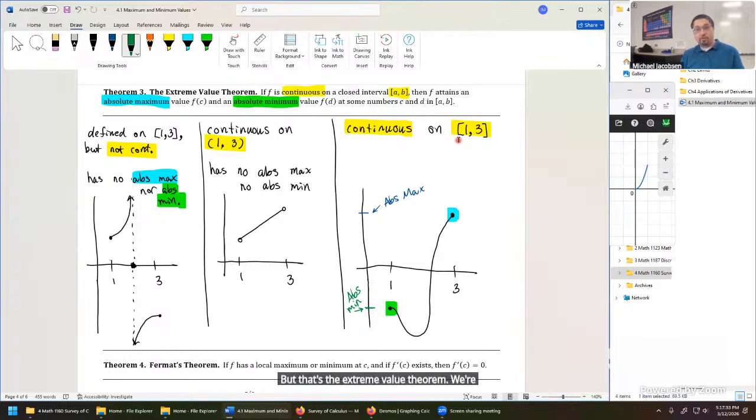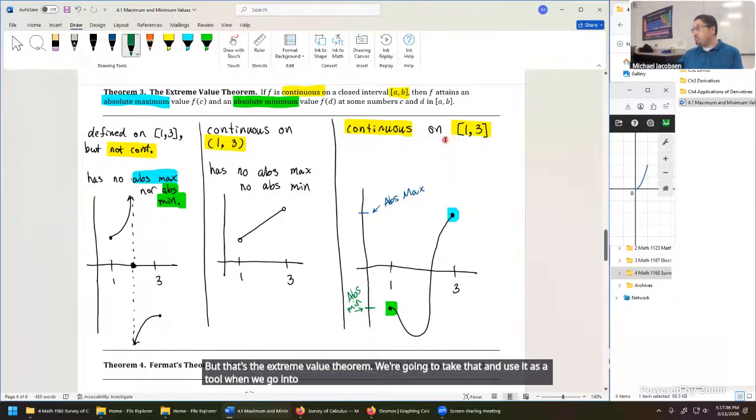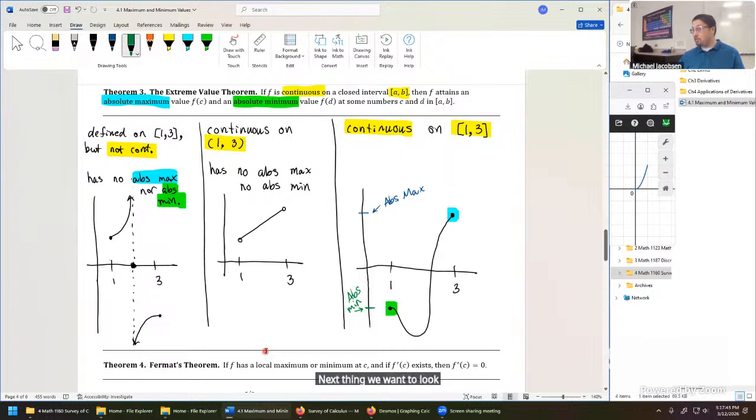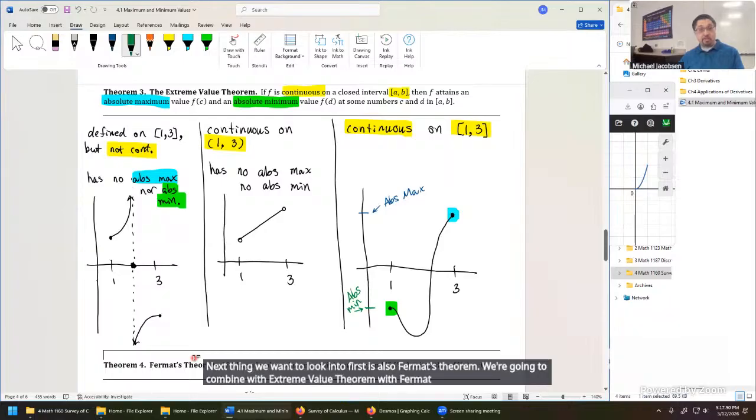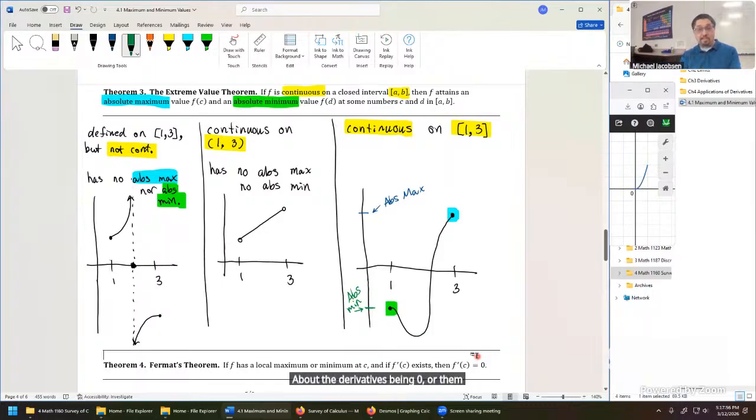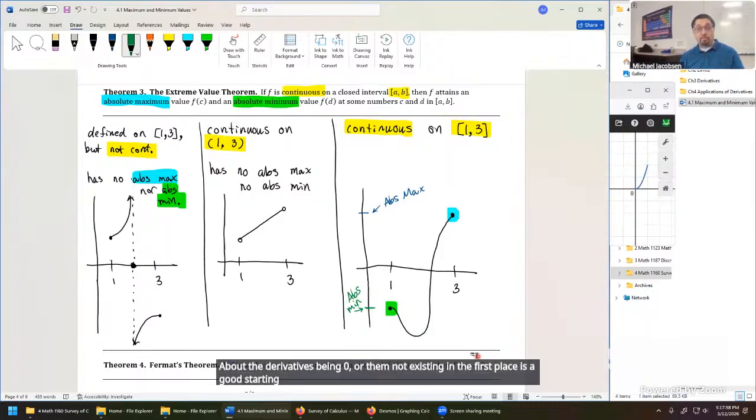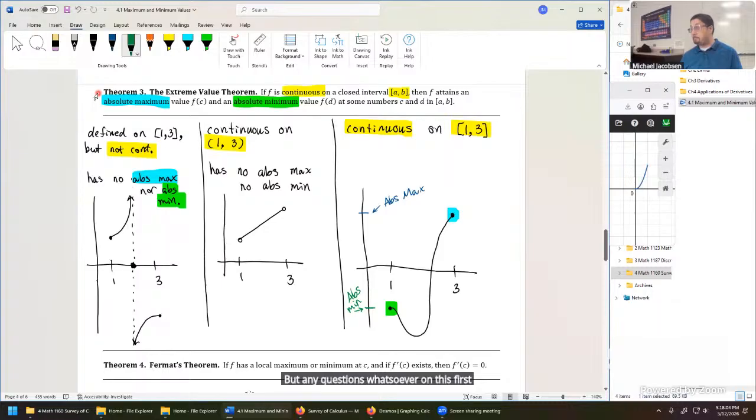We're going to take that and use it as a tool when we go into the very end of the notes for finding absolute maximums and absolute minimums, turning it into a process. Next thing we want to look into first is also Fermat's theorem. We're going to combine the extreme value theorem with Fermat's theorem and the observations we made on example 2 about the derivatives being 0 or them not existing in the first place is a good starting point for local mins, local maximums. But any questions whatsoever on this first big theorem? Okay, turning over to Fermat's theorem.